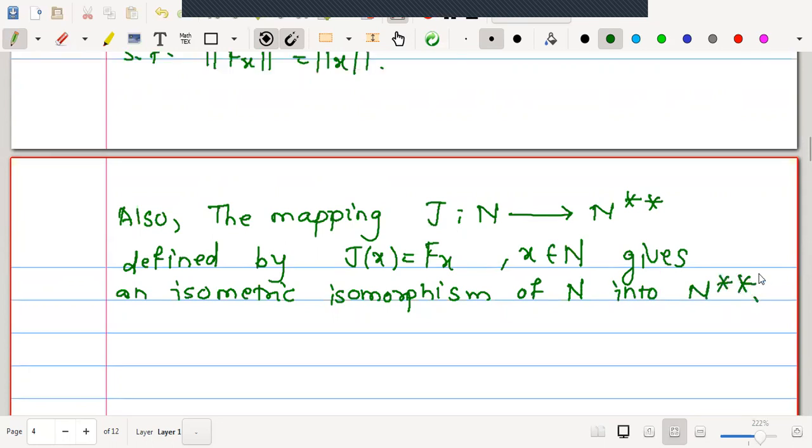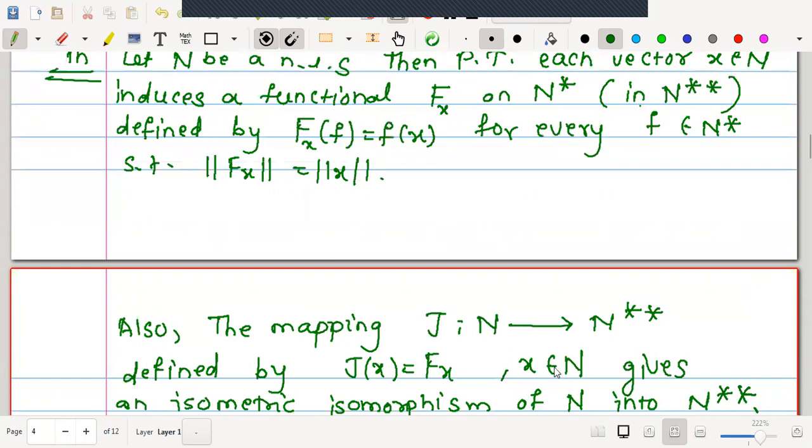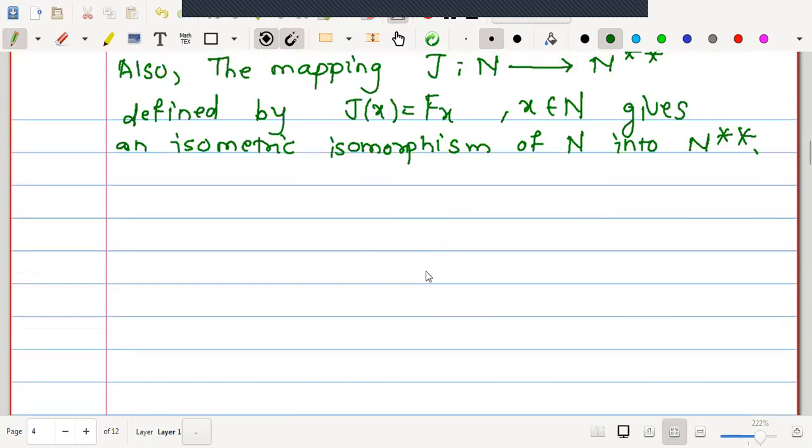If we read the statement clearly, what it is telling us is that we want to prove that for every vector x in N, it induces a functional F_x on N star, that is in N double star, defined by F_x of f is equal to f of x for every f in N star, such that the norm values are the same. Also, this mapping J from N into N double star, defined by Jx equal to F_x, is an isometric isomorphism.